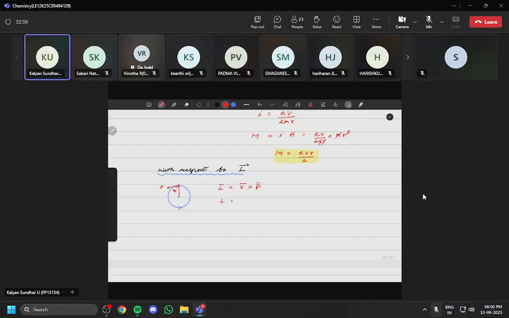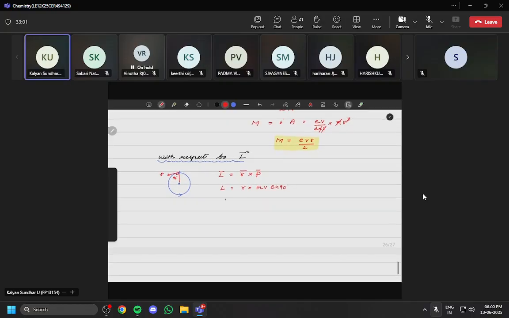So how can I write this? Your L will be equal to r into m v sin 90 degree. Correct? Sin 90 will become 1 and L will be equal to m v r.